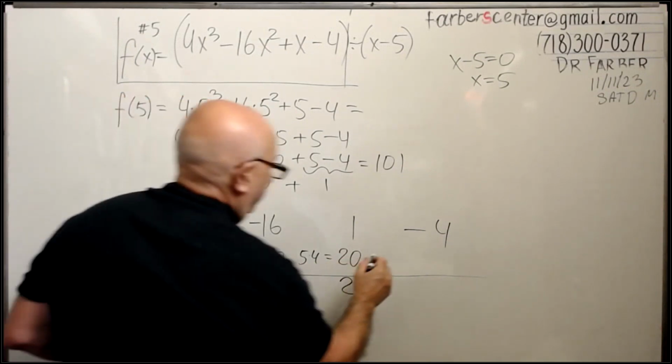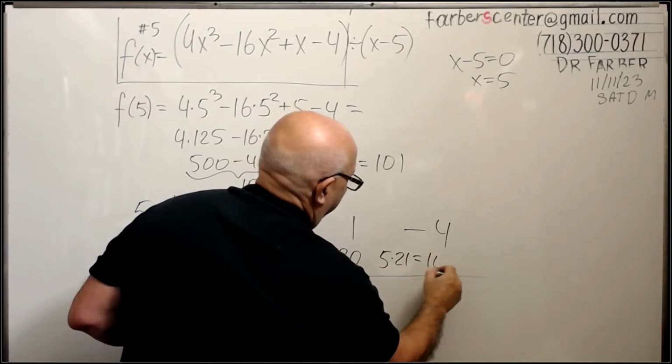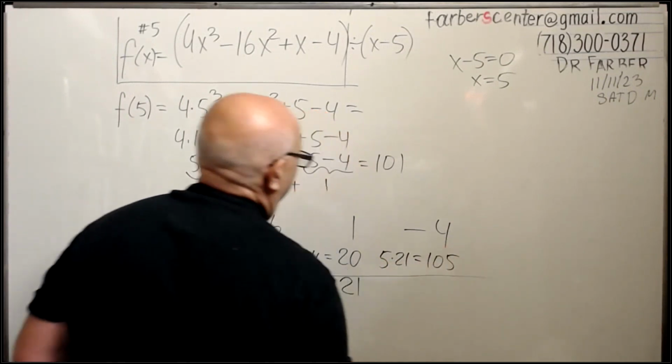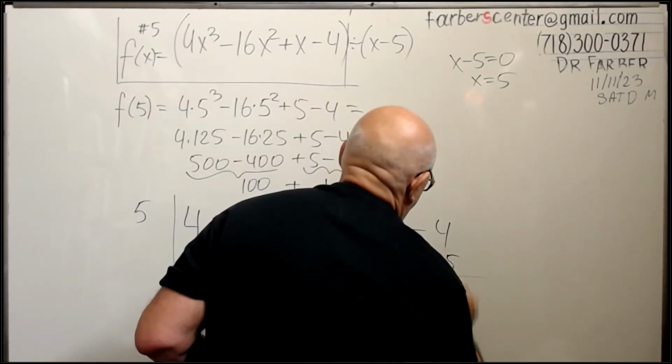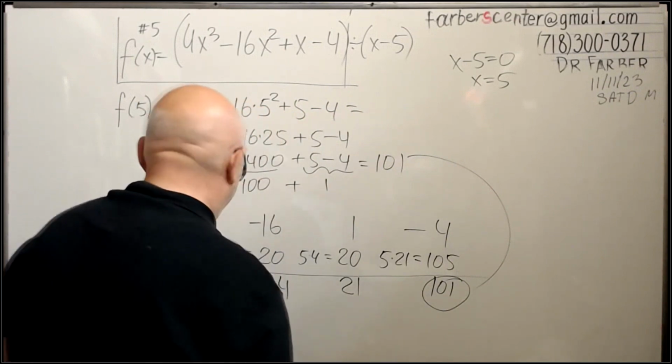5 times 21 is 105. 105 minus 4 is 101. Compare these answers. Always compare the answers.